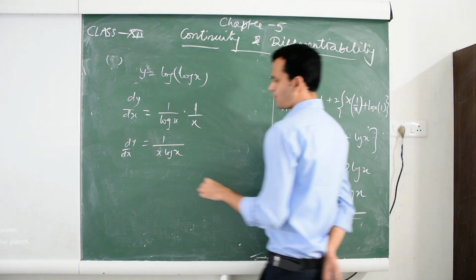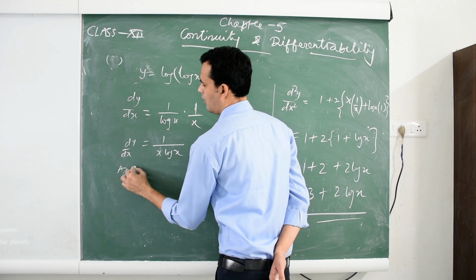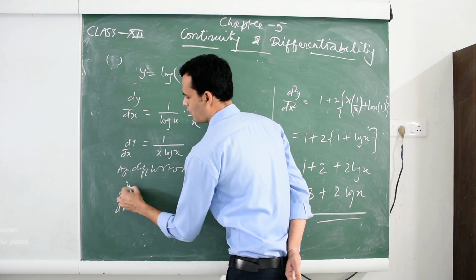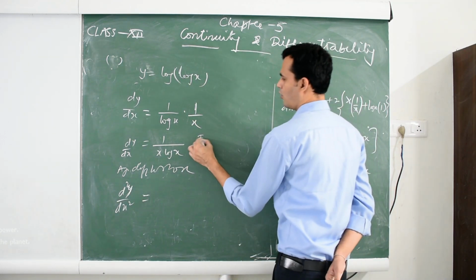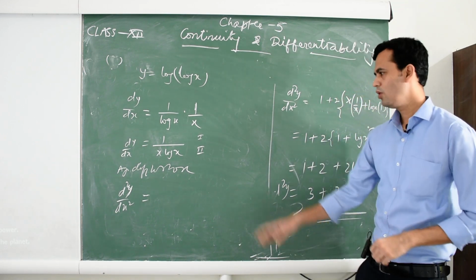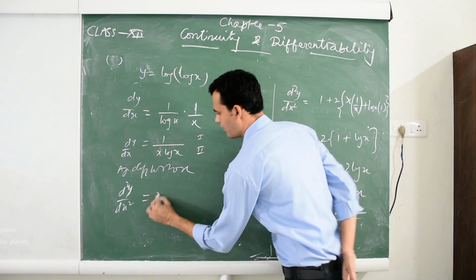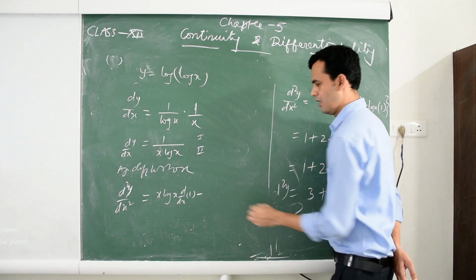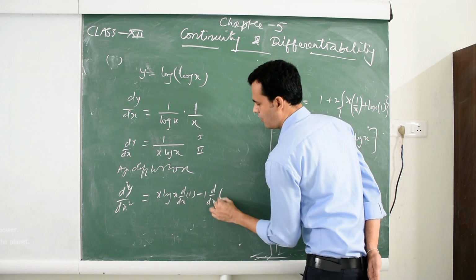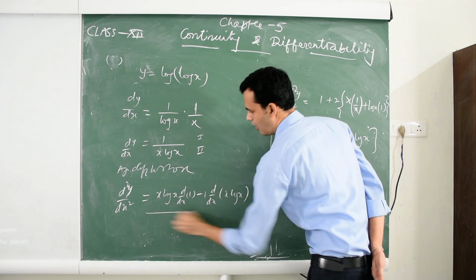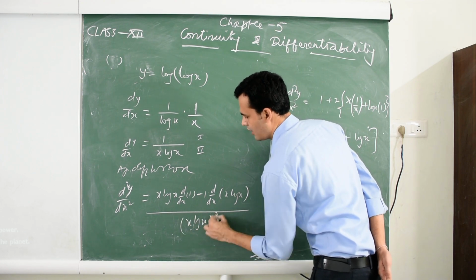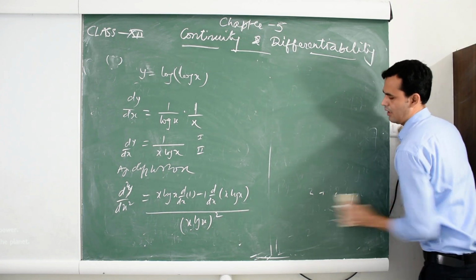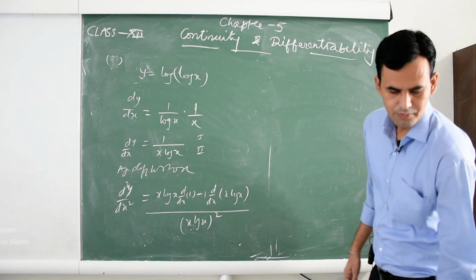Okay. Now again differentiate with respect to x. So d2y by dx square equals, here we have two functions in division, so we use the quotient rule: second into differentiation of first minus first into differentiation of second, upon the square of the second term. Okay, this is the quotient rule. We discussed it in exercises 5.2 and 5.3.